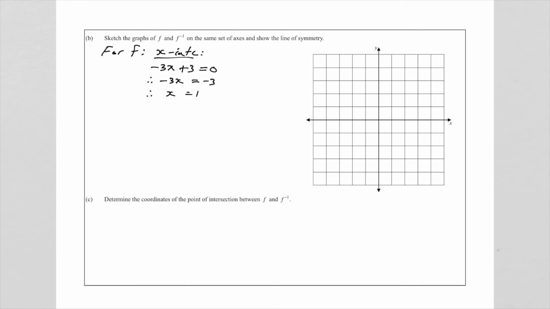And then also for f, we're going to find the y-intercept because we want to draw this graph. And that is where we substitute x with 0, and we will get an answer of y equal to 3.